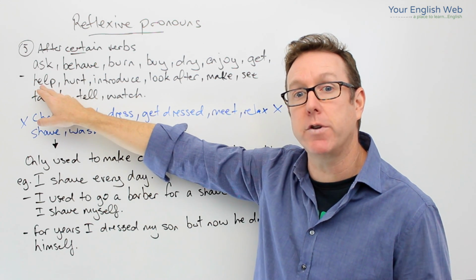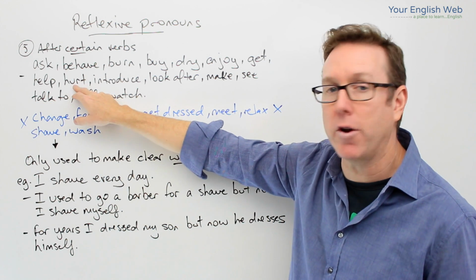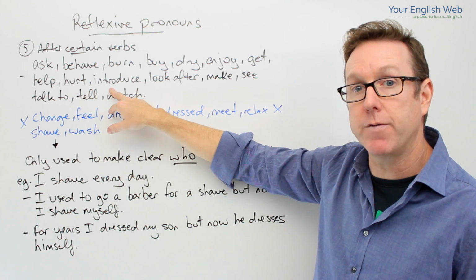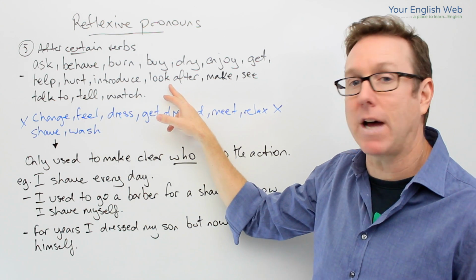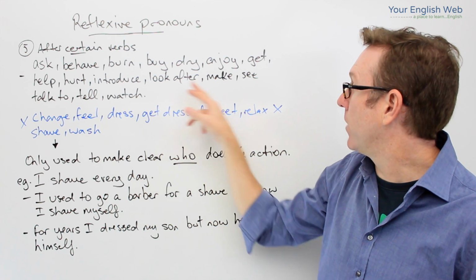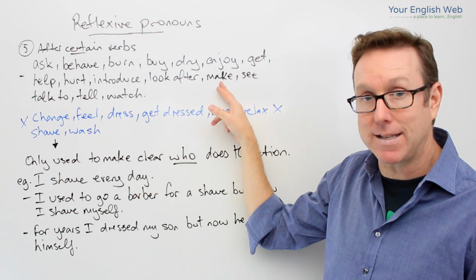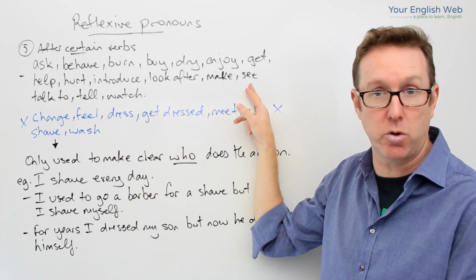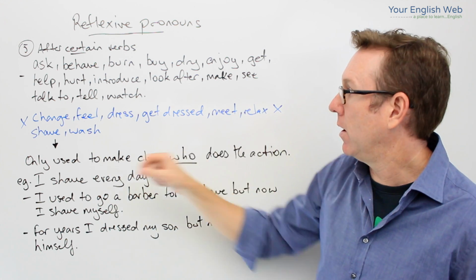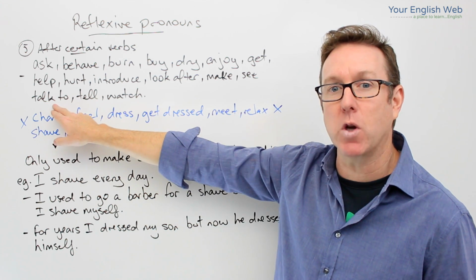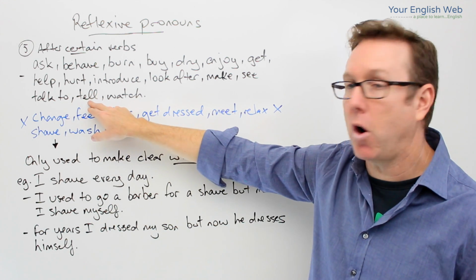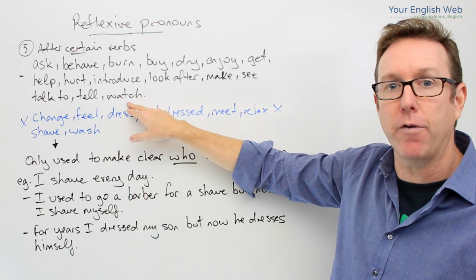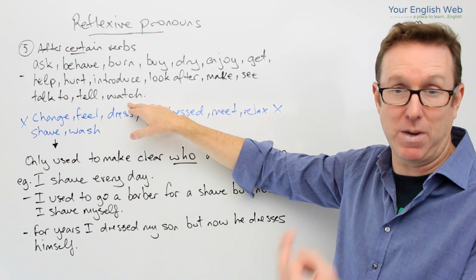She helped herself to some more cake. He hurt himself playing football. They introduced themselves to us. They looked after themselves nicely. They made themselves a sandwich. They saw themselves as different to what they really were. They talked to themselves all the time. I told myself not to do it. And watch yourself with that, please. In other words, meaning be careful.